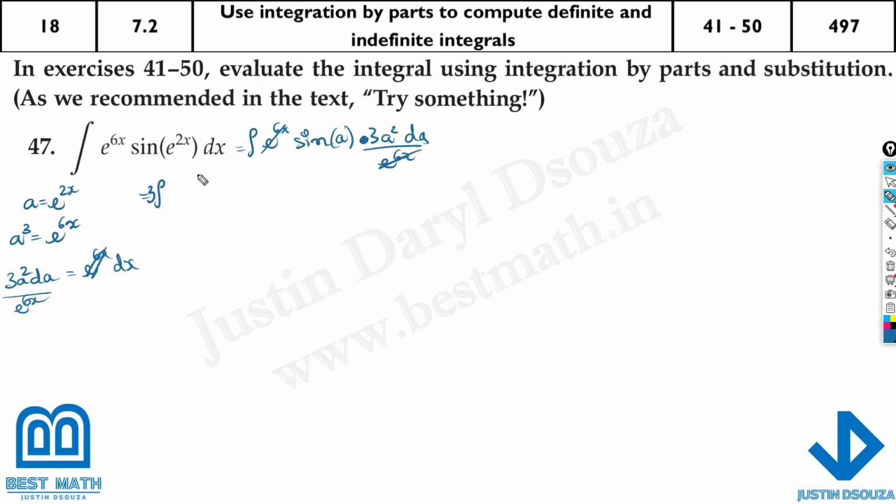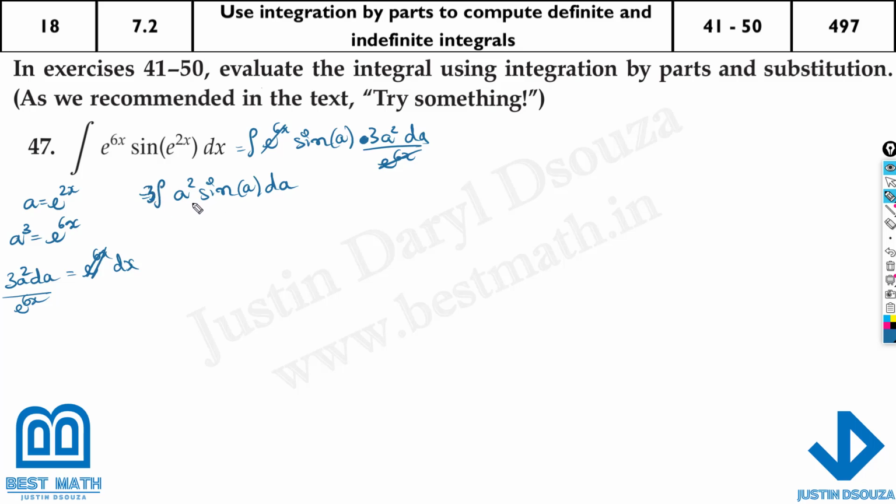It simplifies to become 3. I'll write the 3 outside as a constant term: integral a squared sine a dA. Okay, now it's a little bit easy. I thought, okay, it's not sine and e to the power x, so we'll have to do integration by parts only once. But you can see the power is 2, so we have to do it twice no matter what.